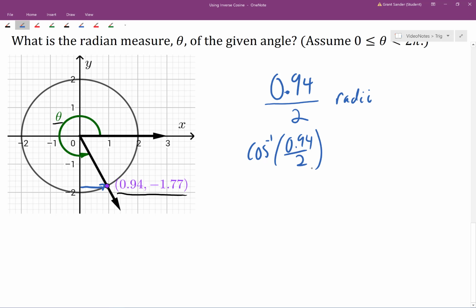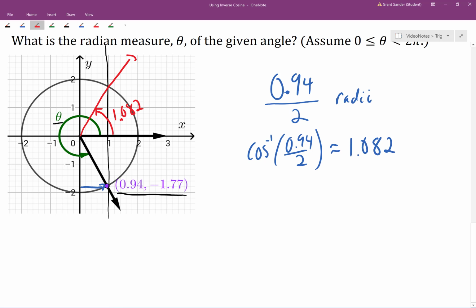If you plug that into your calculator, you should get something that's approximately 1.082. Now, if we look at this number, it doesn't match up with the situation. The angle we have here in green is not close to 1 radian. What's happening here is cosine inverse is taking this horizontal distance as its input, and then it's outputting the radian angle measure on the top half of that circle. So what it's actually giving us is this angle right here. Right there is that 1.082.